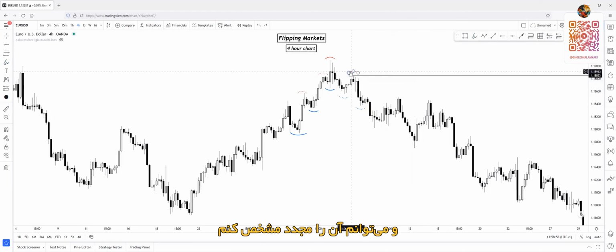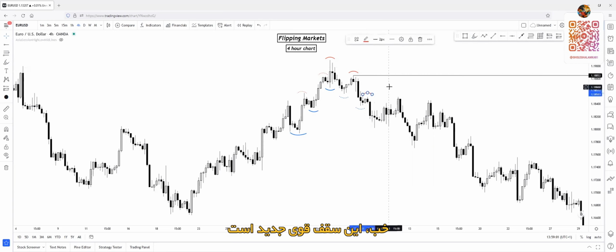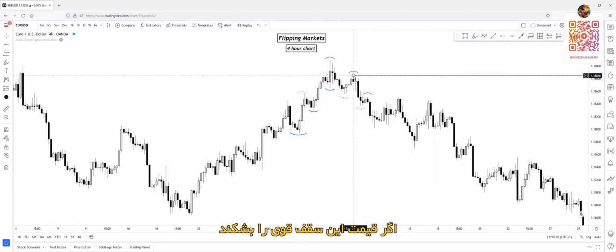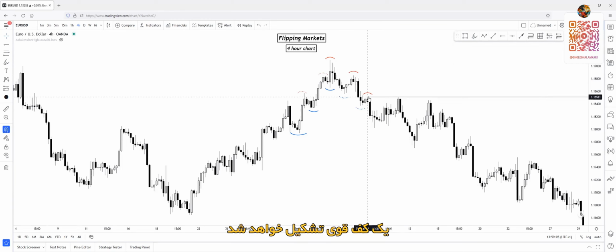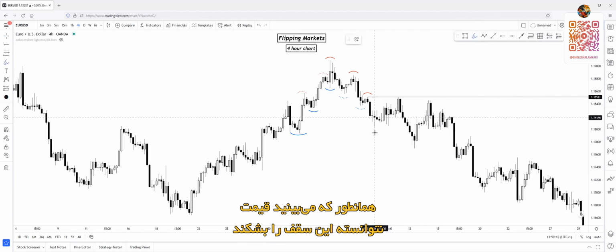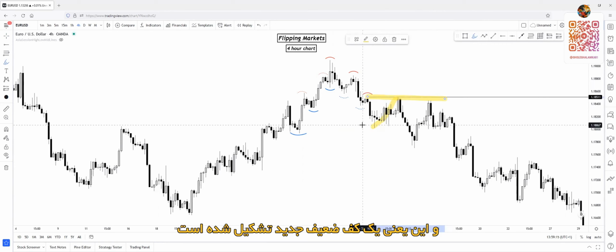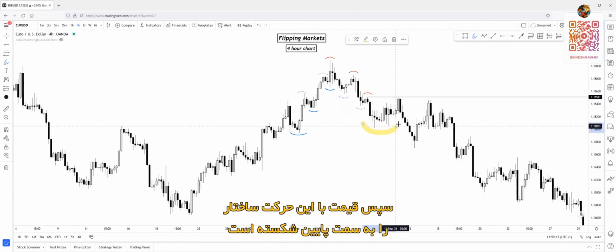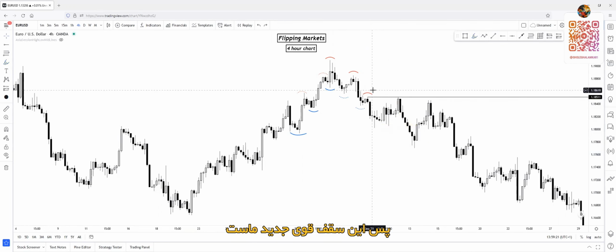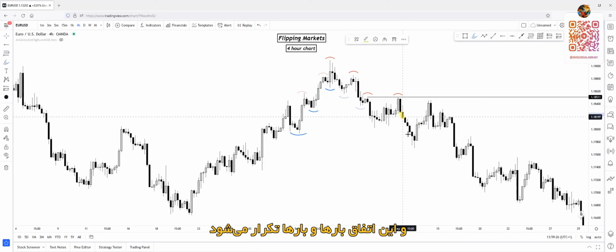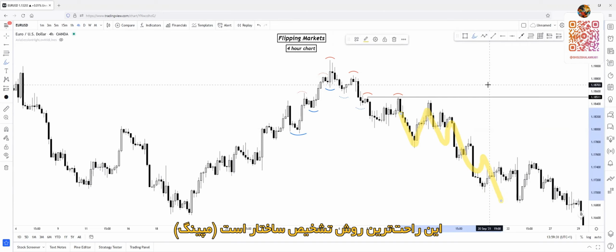And I can grab it again. Okay, this is our new strong high. If price breaks through this strong high, then a new strong low will be created. As you can see, price couldn't break above this high. It just tapped the line perfectly. So this means this is a new weak low, this one. After this, price broke structure to the downside here with this movement. So this will be our new strong high. And this goes on and on again. This is the easiest way to map out the structure.